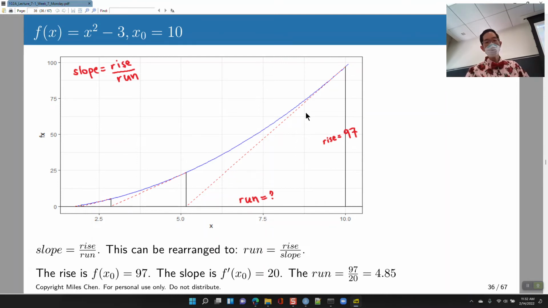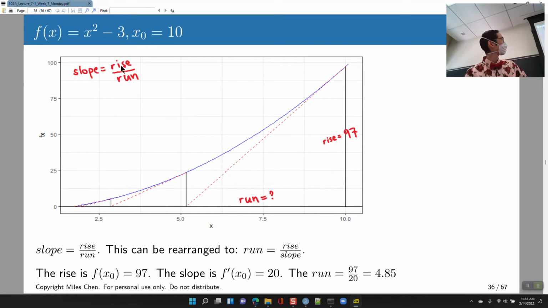Well, basically, I'm drawing a triangle here, and we know the length of this side of the triangle. It's just the value of f at x0. The value right here is 97. This side has a height of 97, and we want to know what this length over here is. So we say the slope is rise over run. We want to know what the run is.